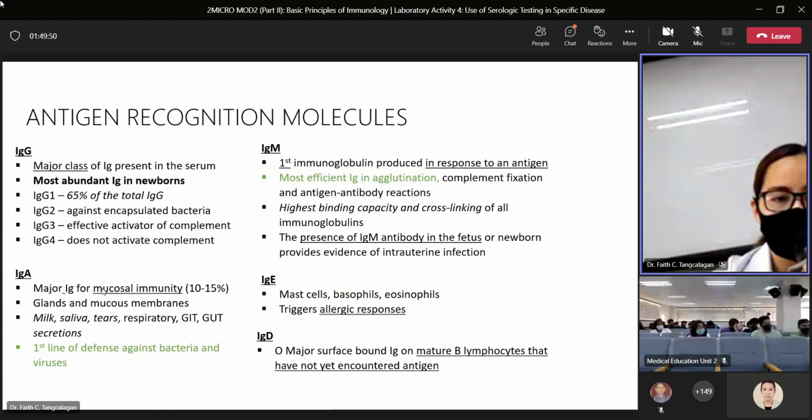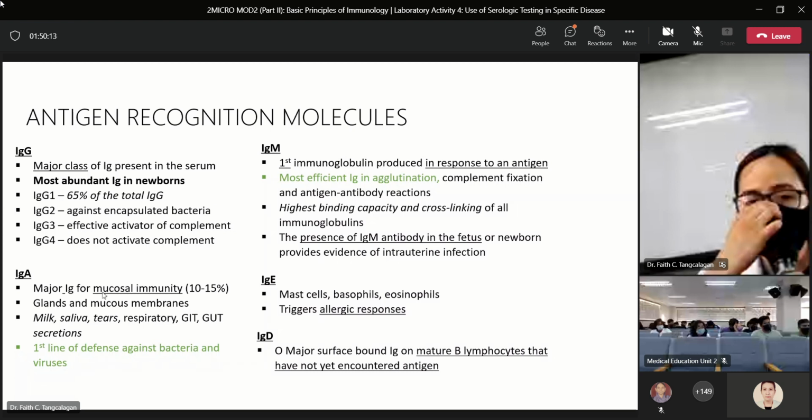Milk, saliva, tears, respiratory, GIT, and any secretions, no? Any extravascular secretions, because IgA should not be present intravascularly. It should be more or less on the secretions, or on the glands, linings, and mucous membranes. So it is usually the immunoglobulin present because it's part of your first line of defense against bacteria and viruses.